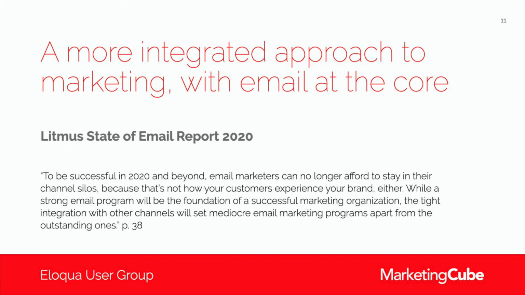One of the points that Litmus go into in quite a bit of detail is a more integrated approach, but with email at the core. Email is that unique identifier that people use to sign up for all sorts of different things, whatever it might be. It's that one piece of information that comes back to help you identify the individual. So the point that Litmus are making here is, we have to think cross-channel.